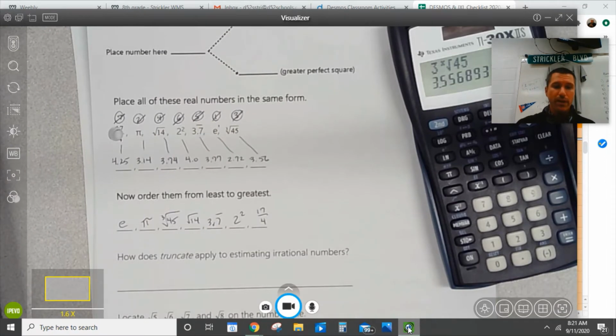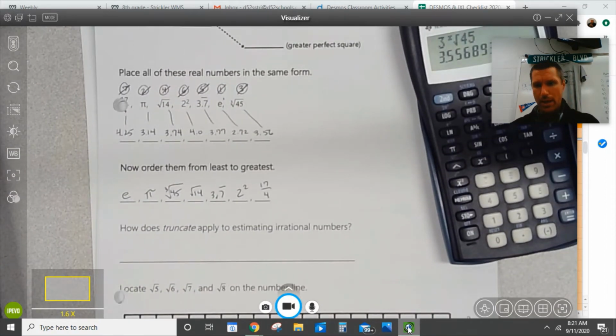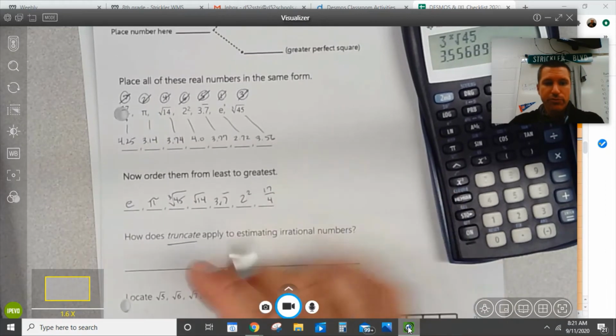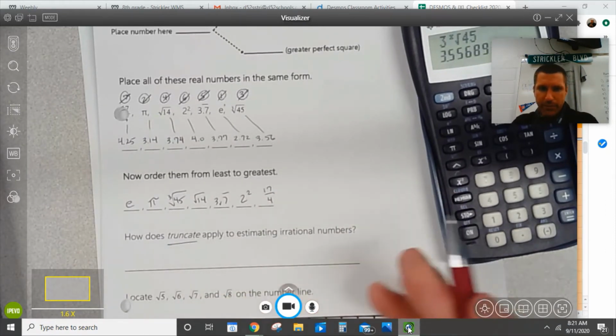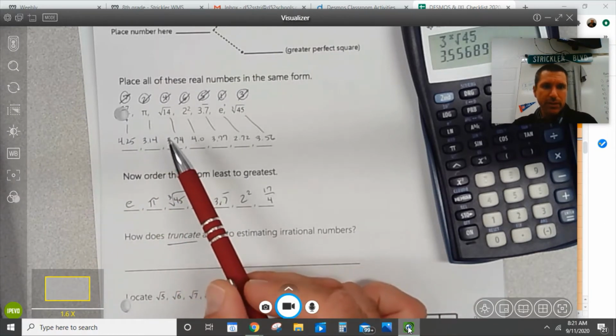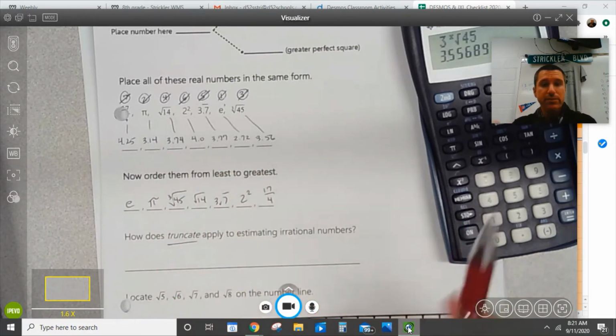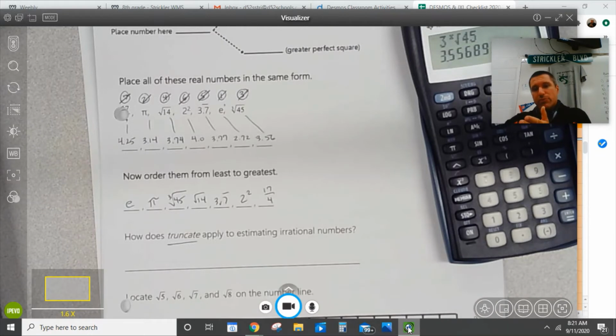Okay. How does the word truncate apply to estimating irrational numbers? Well, we know truncate means to cut off or to round, and we have to do that if we're going to compare them. I can't really compare radical 14 to pi until I look at the decimal expansions and see, you can take it to a certain point, hundreds, thousands, however far out you need to go to make your comparison.